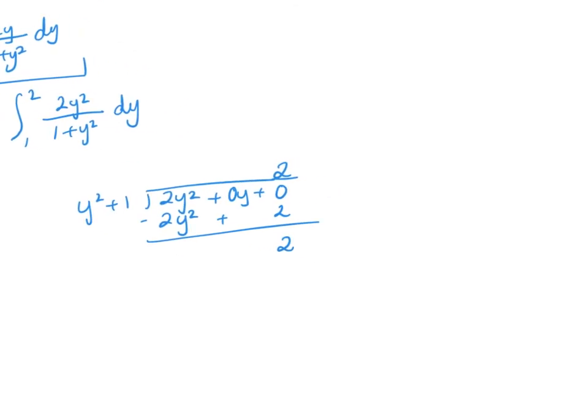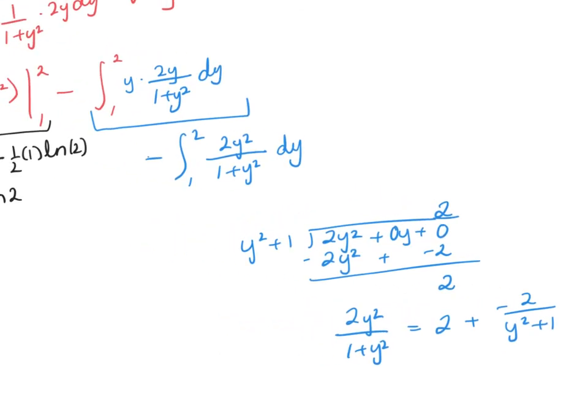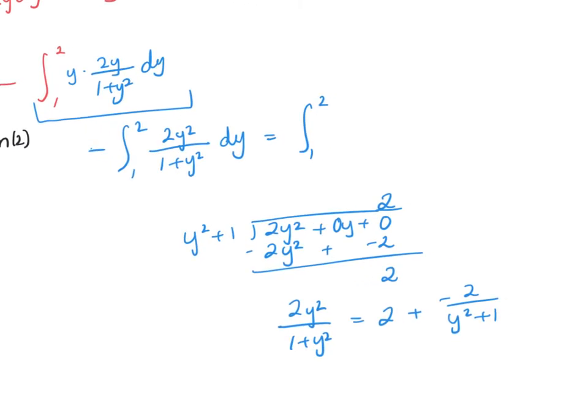So 2y squared over 1 plus y squared is going to be 2 plus, oh, that should be a negative, negative 2 over y squared plus 1. So this is going to be equal to the integral from 1 to 2 of 2 minus 2, and there's a minus out up front, over y squared plus 1 dy.